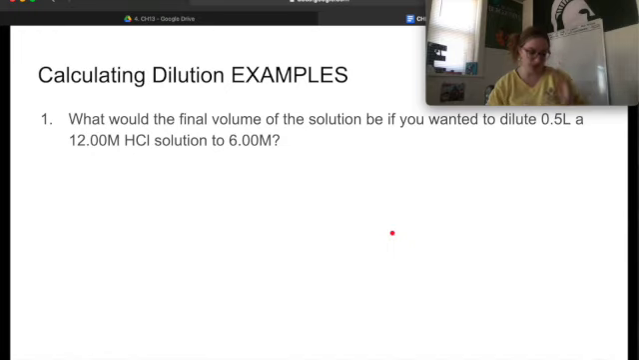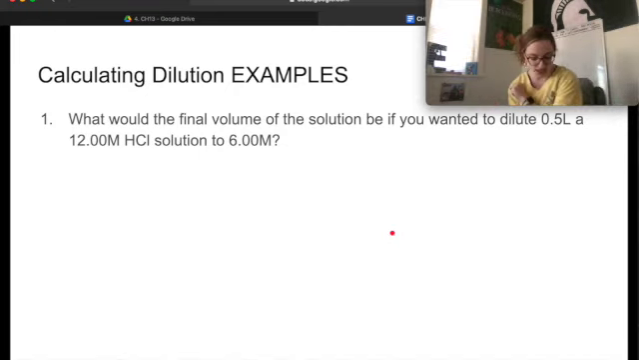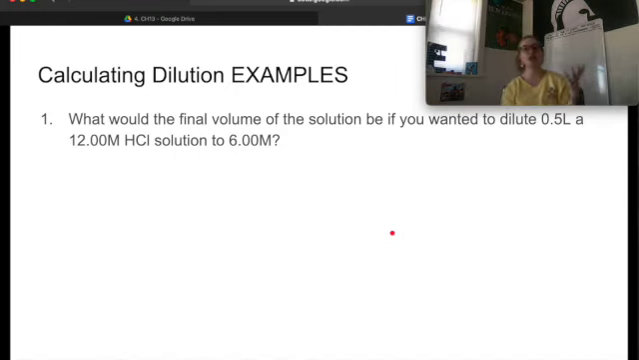This problem says, what would the final volume of the solution be if you wanted to dilute a half liter of a 12 molar HCl solution to 6.00 molar? This is kind of the situation I was talking about in lab. The other day when I was working with my Chem 101 class, we actually used 6 molar HCl. We were in the back room, we had to take that 12 molar solution, and we had to make sure in the end we ended up with 6 molar. So we worked with an equation just like this.